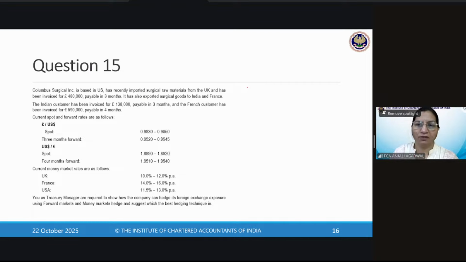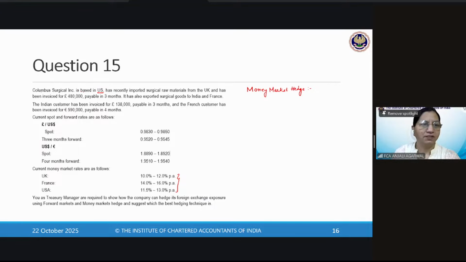Next, we talked about the money market instrument or money market hedge. A very interesting concept, it does not involve any derivative. Why did I know that this is a money market hedge? Rates of interest are given there very clearly. So it's my anticipation that this question could be of money market.